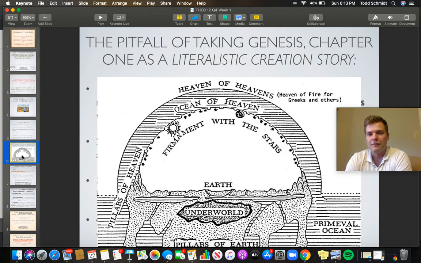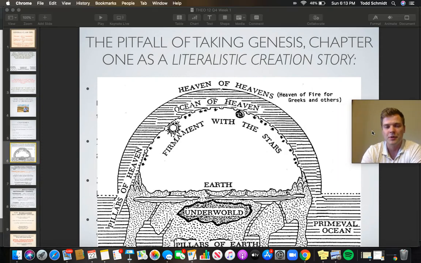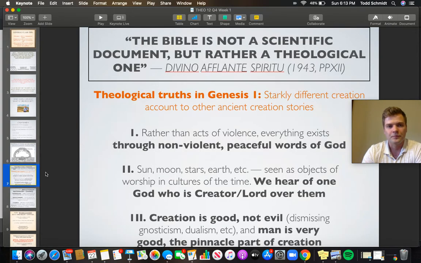One of them being, if you take Genesis 1 literally, you get a world that kind of looks like this. This doesn't really look like that lovely globe that we know and love so much, with the universe and the sun revolving with orbits. We don't have an ocean above the world. There are so many problems with taking Genesis 1 literally, let alone believing that the earth is 6,000 years old. So what does that mean for our purposes?